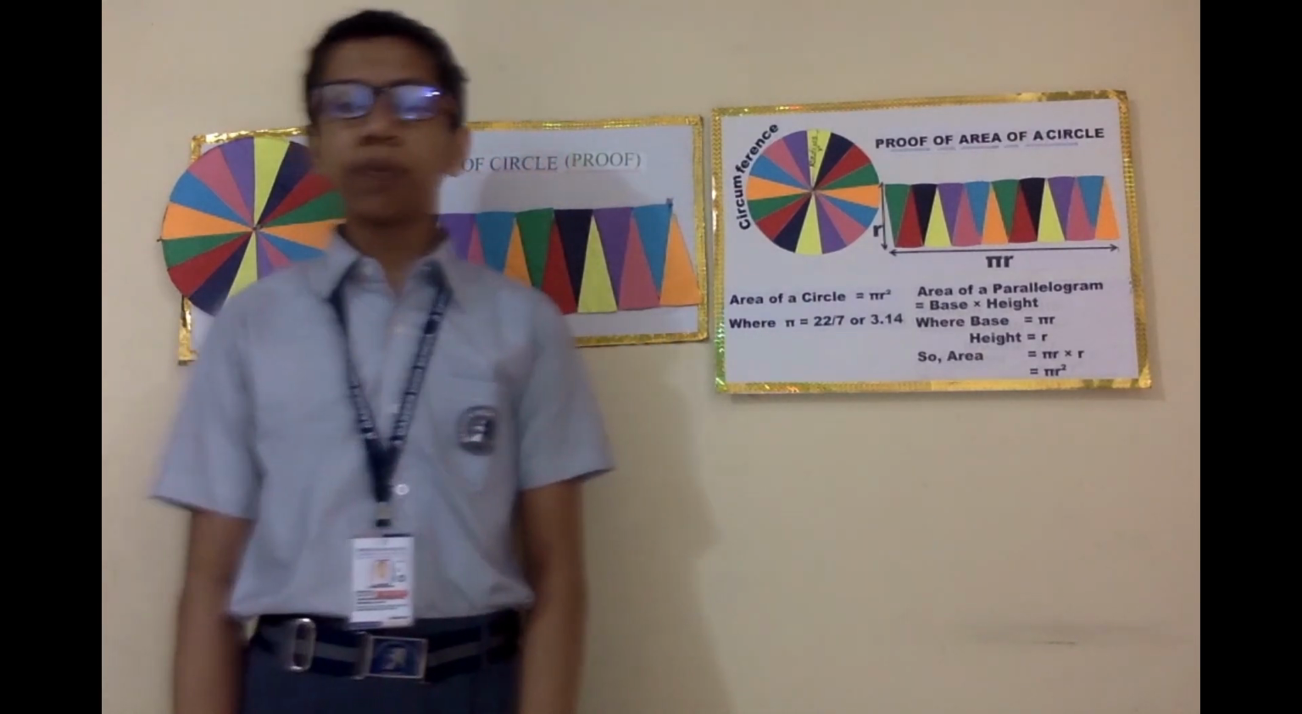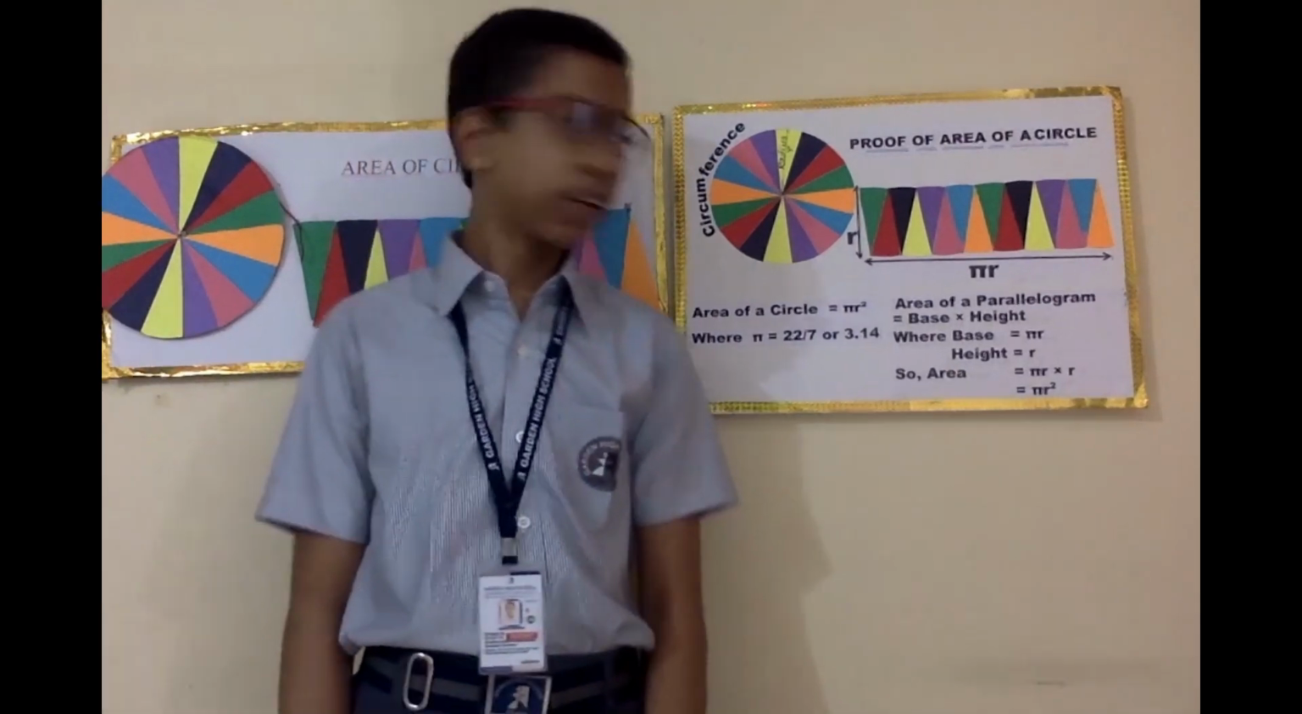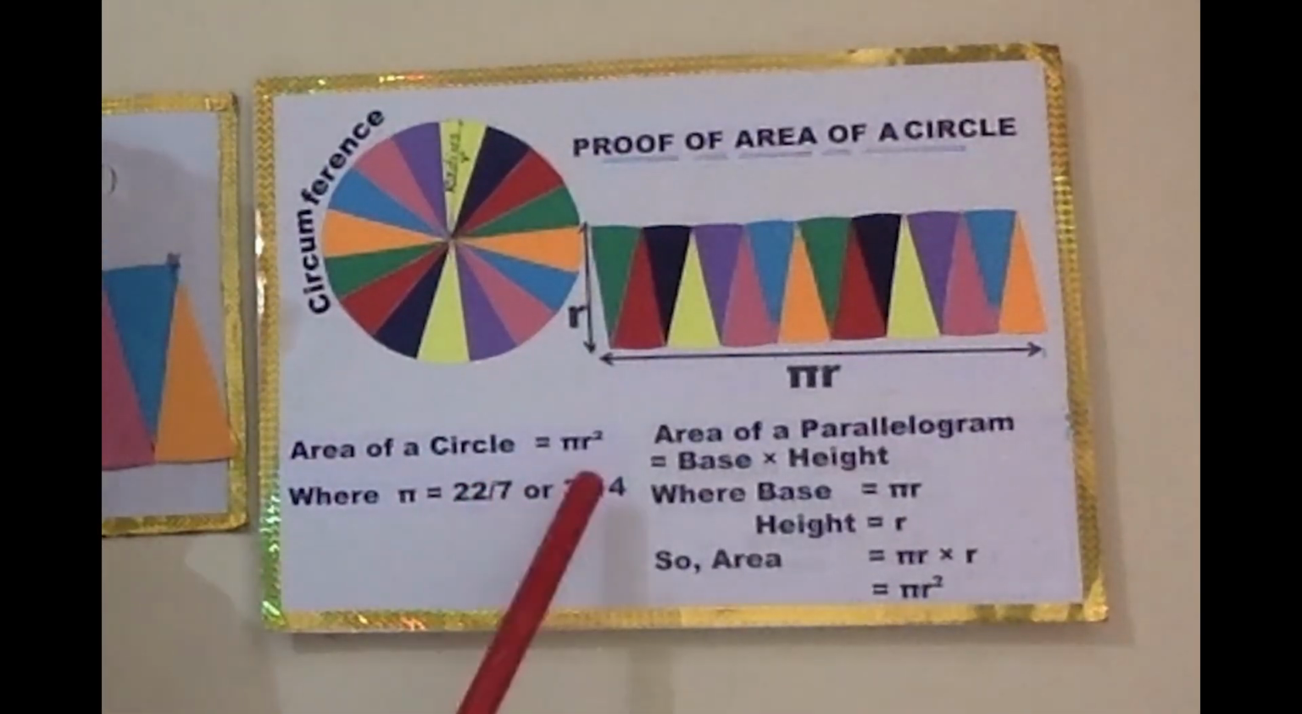Today I am going to present a working model on geometry which is going to prove that the area of the circle is pi r square, where pi equal to 22 by 7 or 3.14.